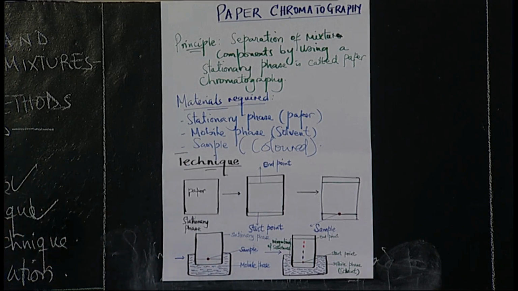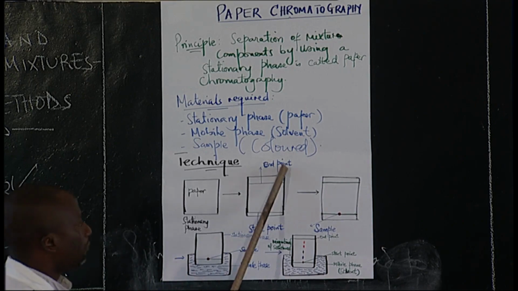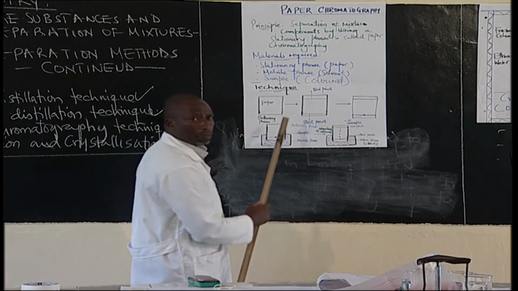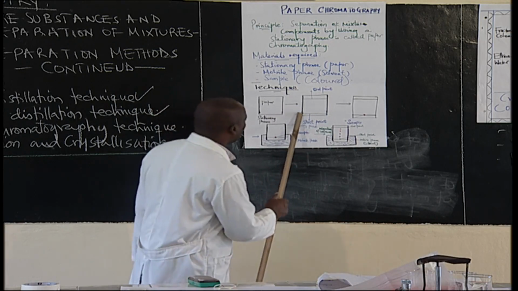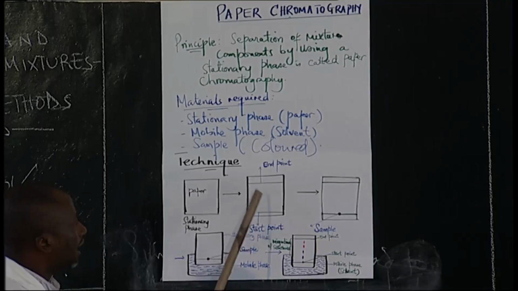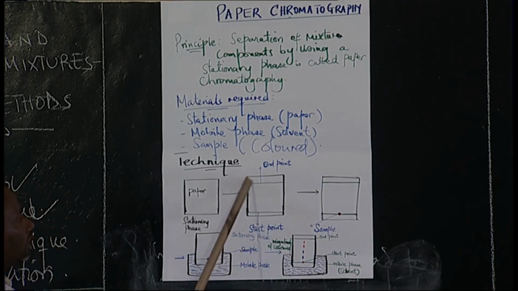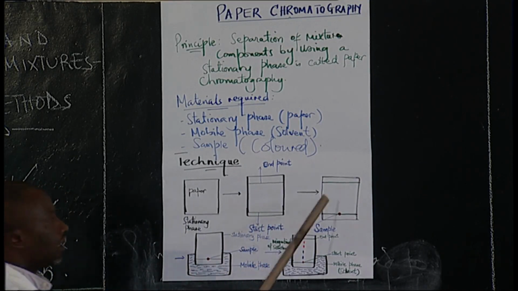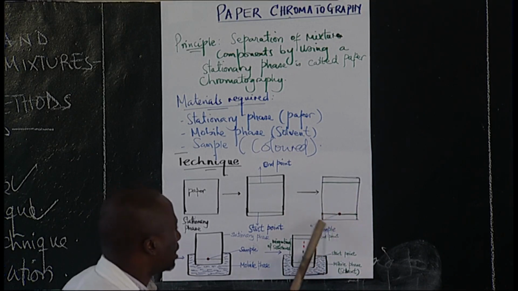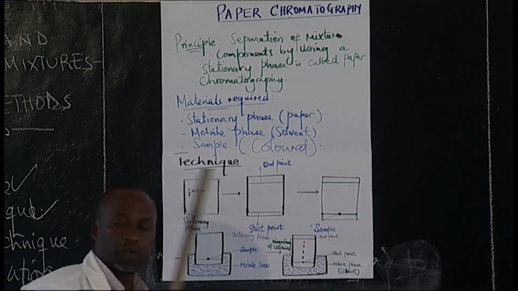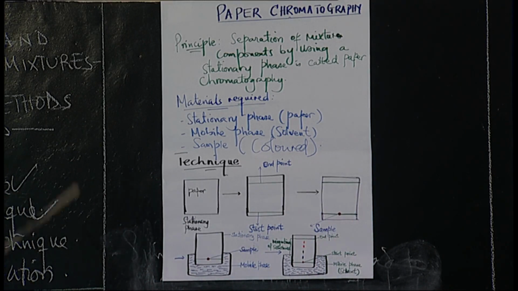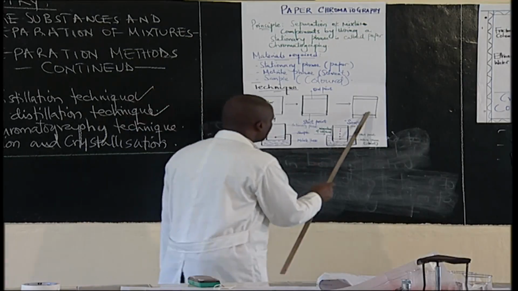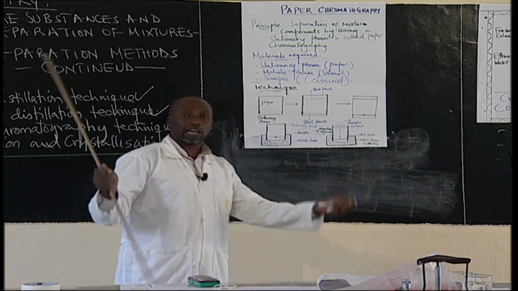What is the technique that you have to employ? You cut the paper, which is the stationary phase, and then on the paper, put a line with a pencil. You put one line and another line. That line is called the start point. It can be in rectangular form or in square form. And then on the start point, you put a drop of the sample that you are going to separate. This sample, in most cases, I said, has to be colored.